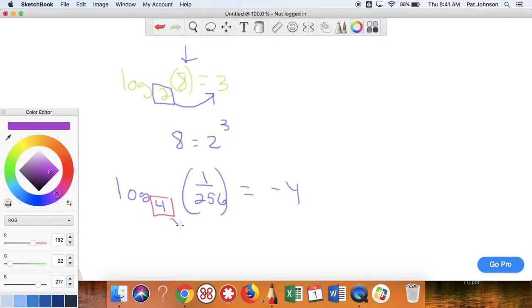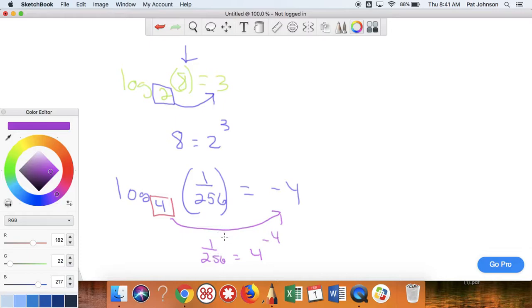So then I would take this and move this up, and I would say 1 over 256 equals 4 to the negative 4 power. You put 4 to the negative 4 power in your calculator, you'll get 1 over 256. Okay? Likewise, let's look at example 2.